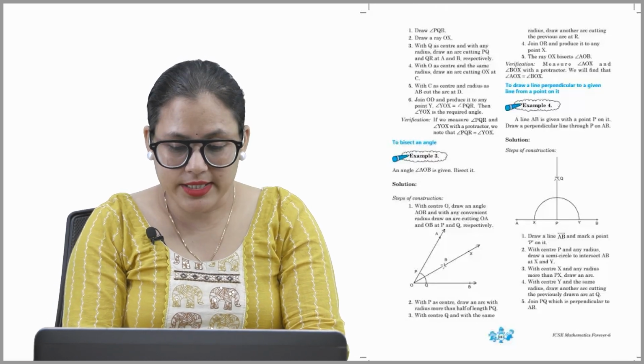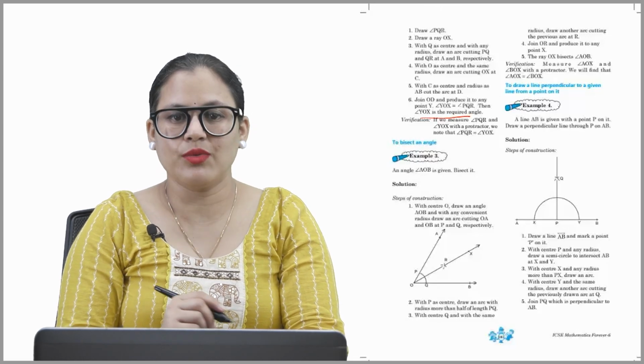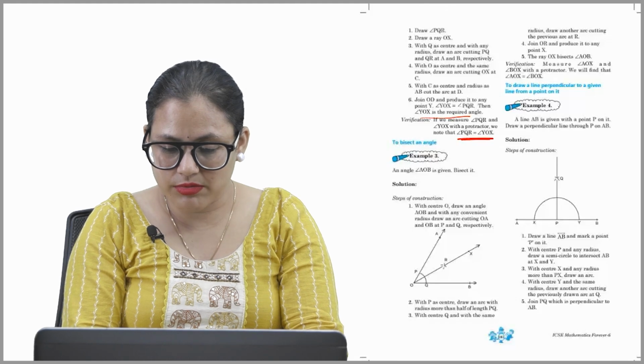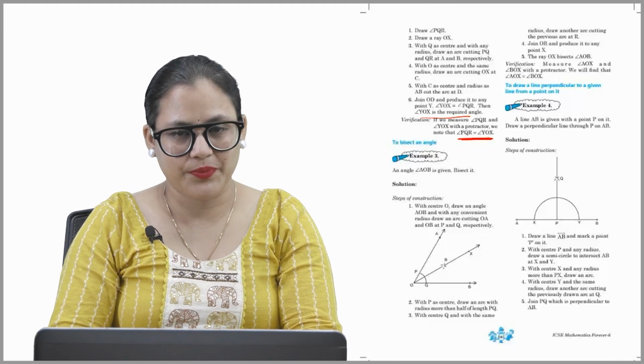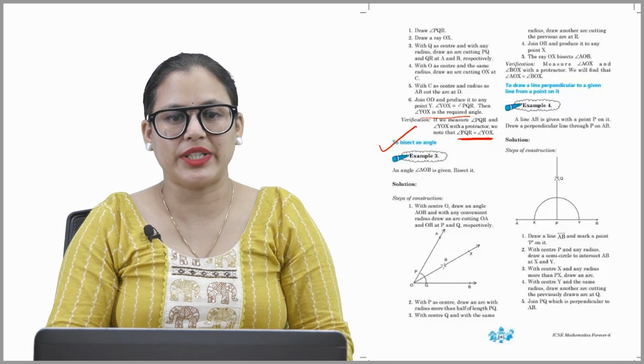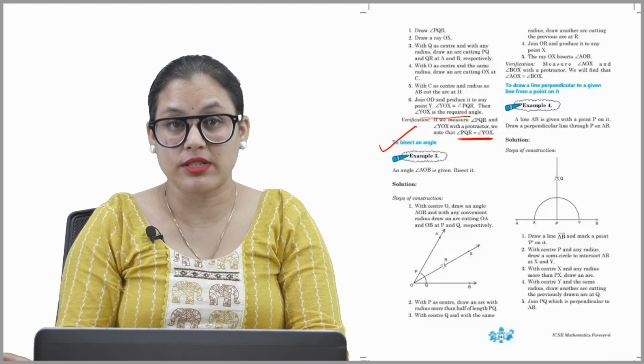Then angle YOX is the required angle, and verification: if we measure angle PQR and angle YOX with a protractor, we know that both these angles will be equal to each other. Okay. Next, how to bisect an angle. Example 3. An angle AOB is given, bisect it. Okay, angle AOB is given. We have to bisect it.